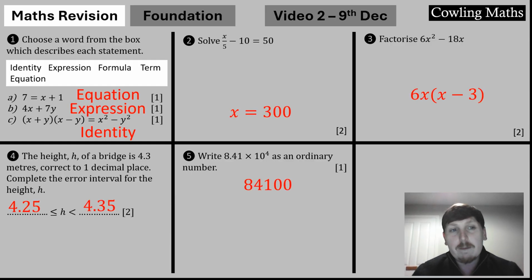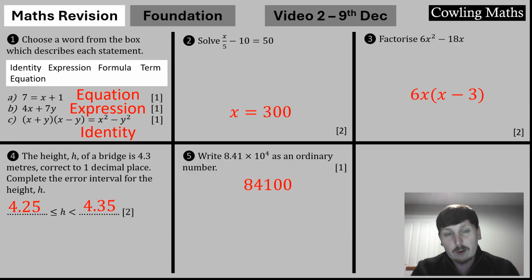On the first question, part A, you should have equation. Part B is expression. Part C is identity. And I'll go through all of these just after I've read the answers. Question 2 is x equals 300. Question 3 is 6x open bracket x minus 3. Question 4, the lower bound is 4.25, the upper bound is 4.35. For question 5, the final answer is 84,100.